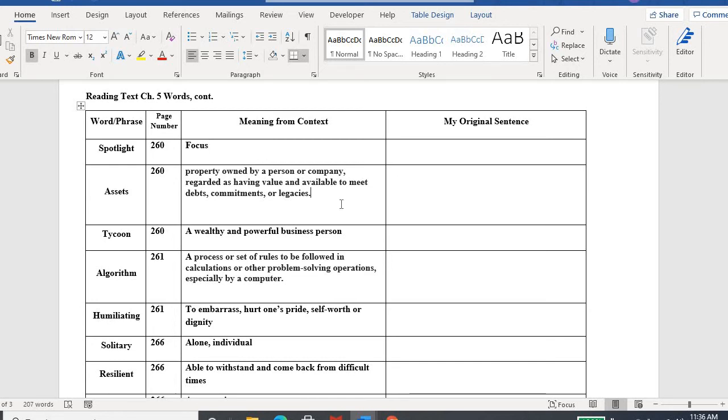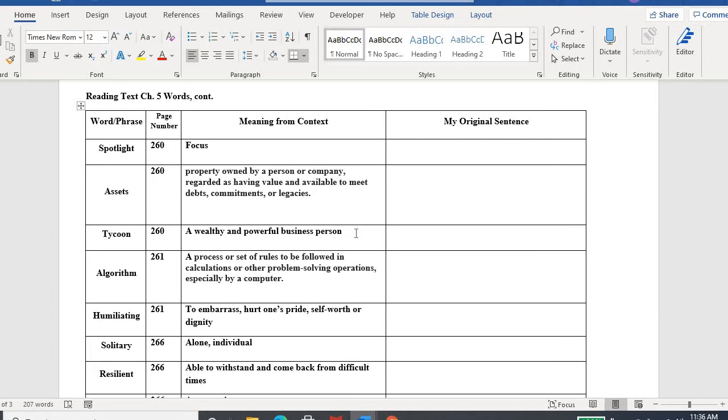Assets are things like property that someone or a company owns that has value. If you go to the bank, they might ask, what are your assets? Do you own homes? Do you own property? Anything like that you can meet commitments on. So assets are usually property. That's usually the way in which they are viewed.